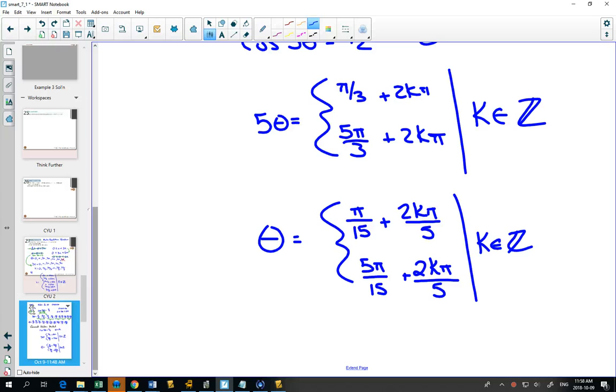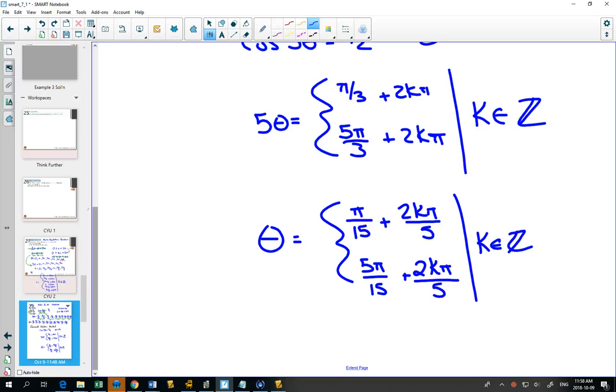Something as a brain exercise for yourself, imagining what happens: my period was 2 pi. What does that 5 do? It's a horizontal compression by 1/5. That changes my period to 2 pi over 5. And so now I only have to go 2 pi over 5 to get a coterminal one, because my period has been reduced. And so this becomes a shortcut for the general solution.